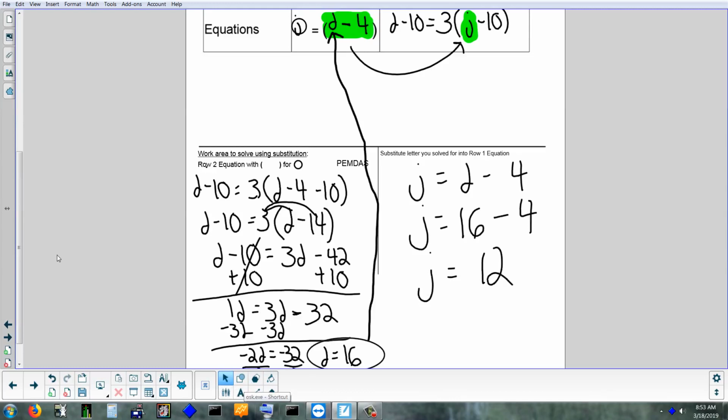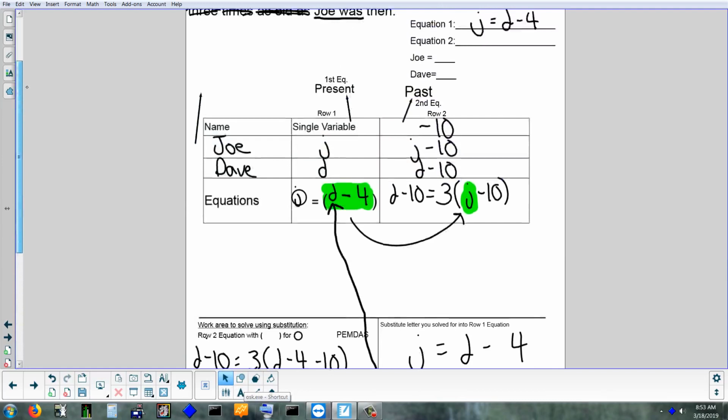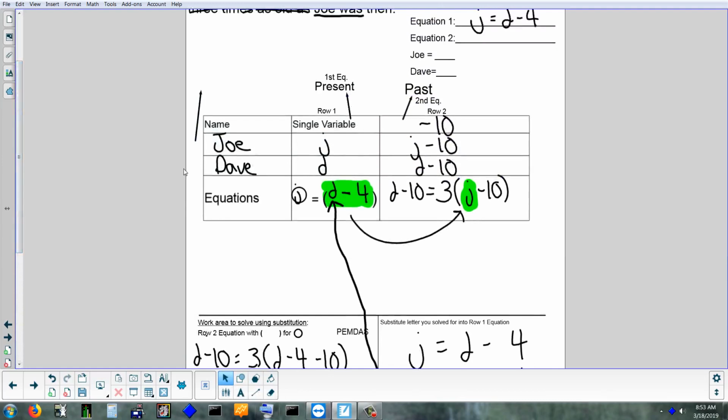So I'm going to scroll back up. So Joe's 12 and Dave's 16. Where it says Joe, I'm going to put 12. Where it says Dave, I'm going to put 16. My row 2 equation, or equation 2, was D minus 10 equals 3J minus 10.